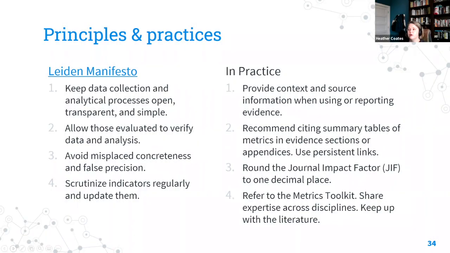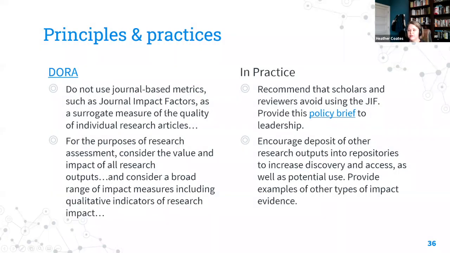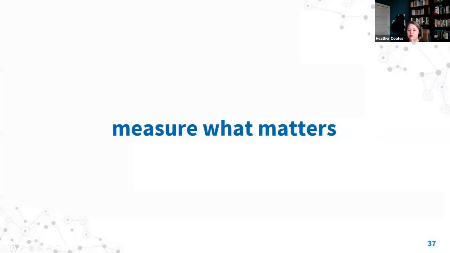I'm not going to read through all of these. We also have this for the Declaration on Research Assessment. One of the things that we have taken, I think, a pretty hard stance on is advocating for people to stop using the journal impact factor. We have a policy brief that you can read if you're interested. We know that it's not going to stop all at once, so we provide some soft middle options of, if you must, please do it in this way. But the whole point is that we want to measure what matters instead of valuing what we can measure.